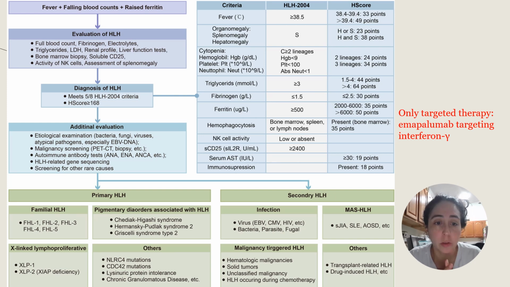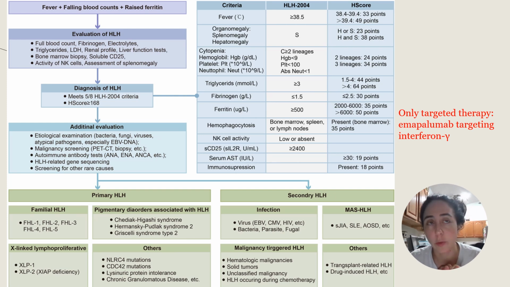Then we go to the evaluation of HLH. So if you have those three things, start thinking a little bit farther. Okay, go ahead and do fibrinogen. Check your electrolytes, your triglycerides, because triglycerides will be very high. I know a lot of people have high cholesterol and high triglycerides, so sometimes we don't really think that will be something significant, but in this condition, that's very important. High triglycerides, high LDH. Check the renal profile, liver function tests. The liver enzymes will be extremely high as well.